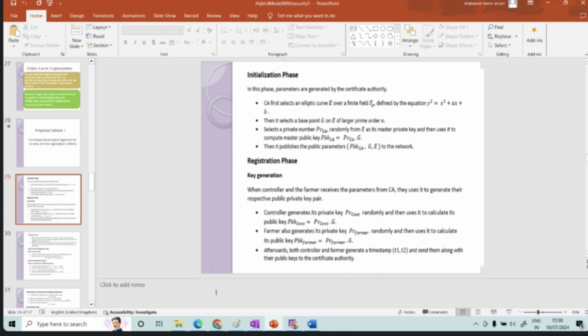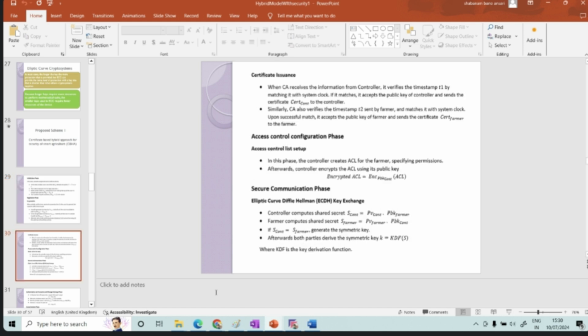along with their public key to the certification authority. Now, certificate issuance. When the certification authority receives the information from the controller, it verifies the timestamp T1 by matching it with the system clock. If it matches, it accepts the public key of the controller and sends the certificate cert con to the controller. Similarly, the certification authority also verifies the timestamp T2 sent by the farmer and matches it with the system clock.